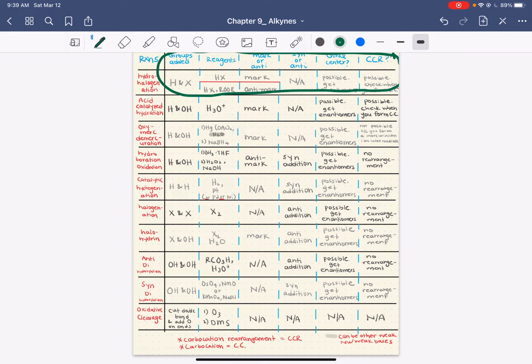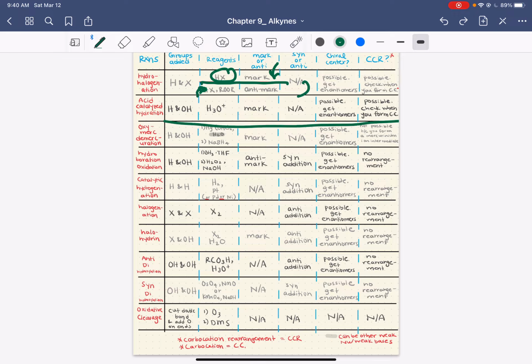What are the groups that you're adding? What are the reagents you need for this reaction? And actually, for this one, it's split, right? If you just have a hydrogen with a halogen, then that's Markovnikov addition. If it's HX with peroxide, then it's anti-Markovnikov. Is it syn or anti? Chiral center considerations, carbocation rearrangements, and for each one, there's a bit of a summary here so that you can keep this organized. I thought this would be helpful. This is your summary for chapter 8.